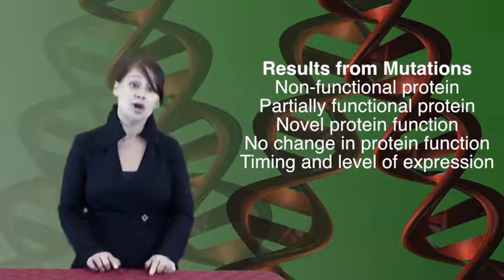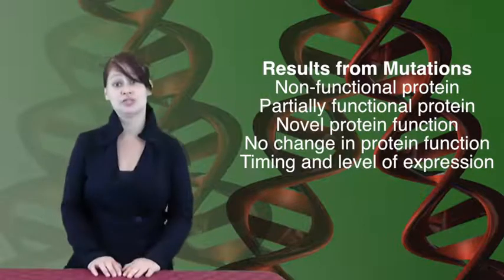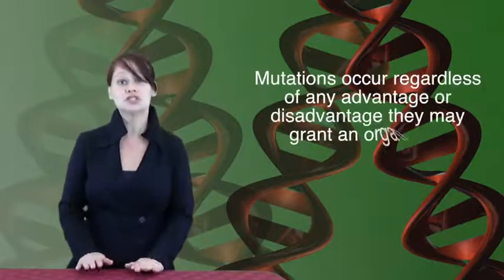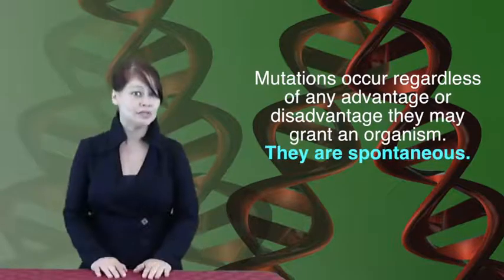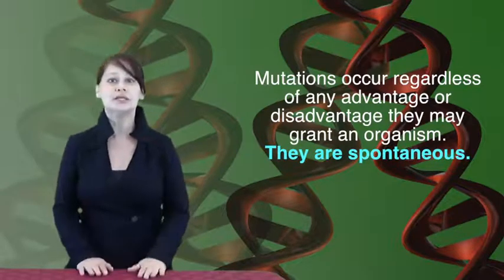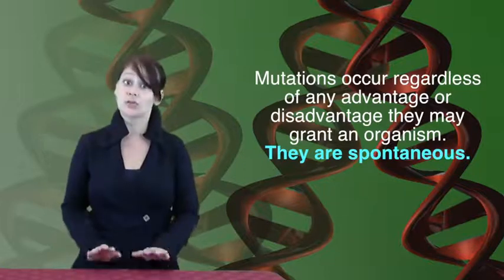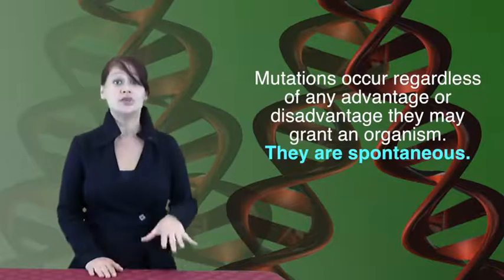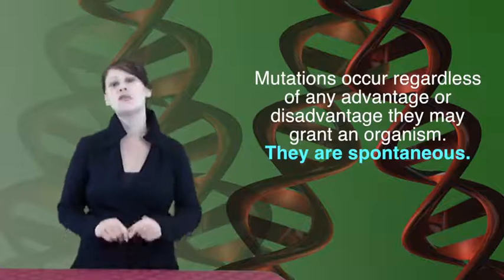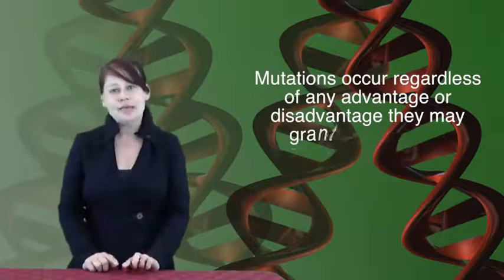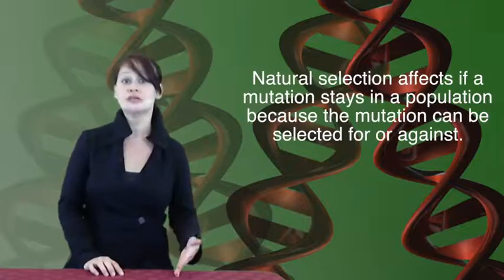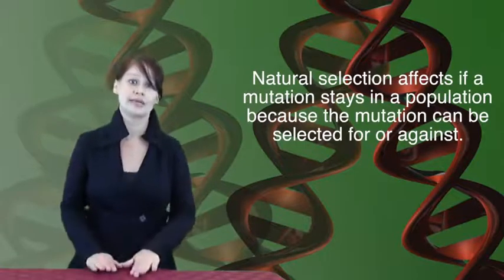Mutations of DNA may also affect timing or level of gene expression. One of the fundamental properties of mutations is that mutations just occur randomly. When and if mutations occur is completely unrelated to any advantage that mutation may provide. They don't arise because an organism needs them, and conversely, they don't arise to harm an organism. They're spontaneous. Natural selection plays a role in these mutations, whether they'll exist in a population or not, because they can be selected for or against.